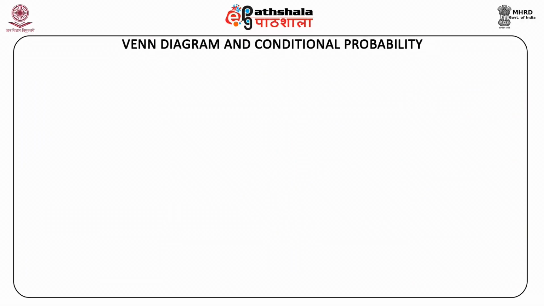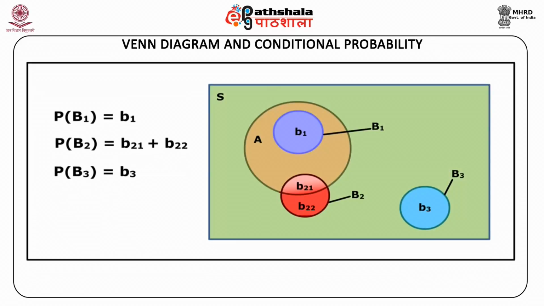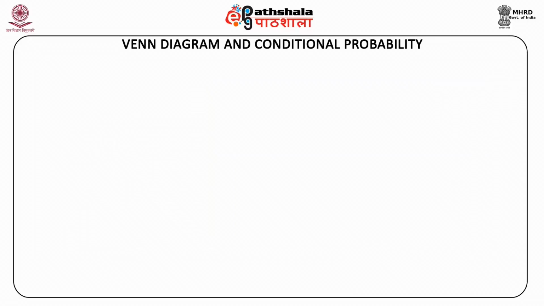Let us now understand Venn diagrams and conditional probability. Venn diagrams are also useful in calculating conditional probability. In the figure, let A, B1, B2, B3 be 4 events in the sample space S. The entire big circle is the event A. Also, as we can see, B1 is a complete subset of A and a part of B2, which is B21, is within A. On the basis of the diagram, the conditional probabilities of A given B1, B2 and B3 events are as follows.